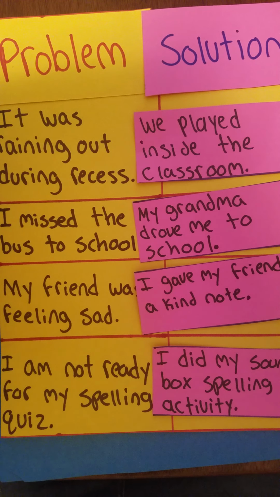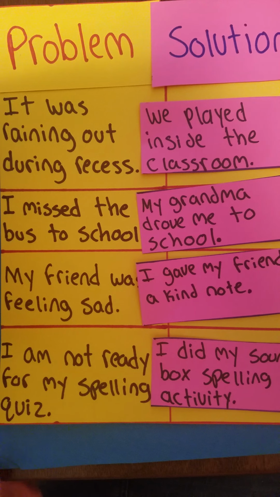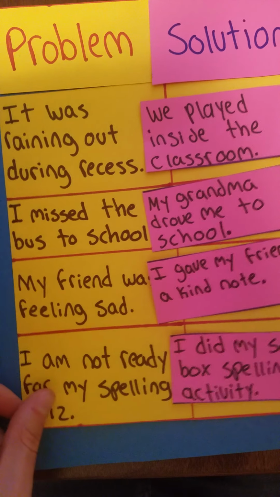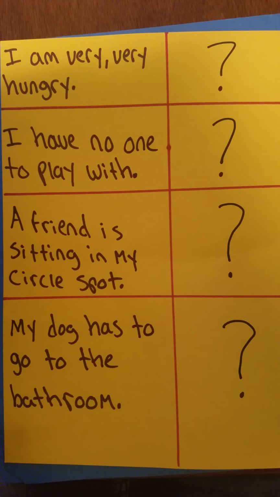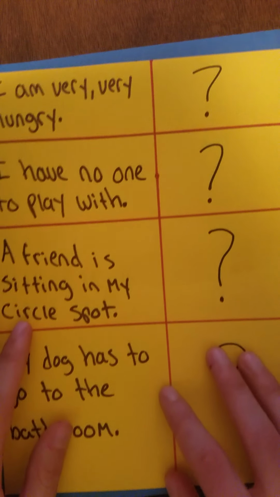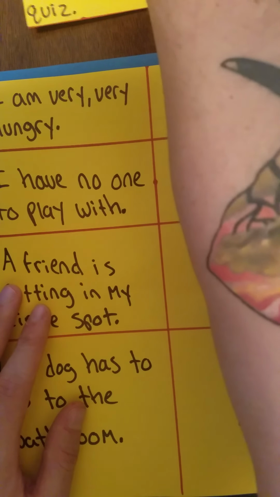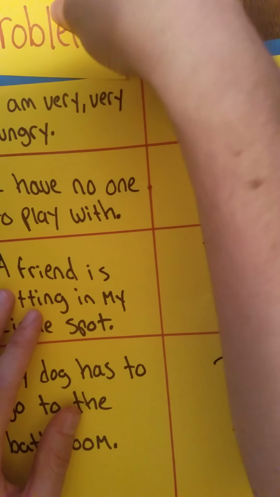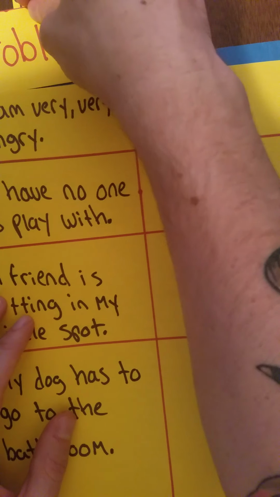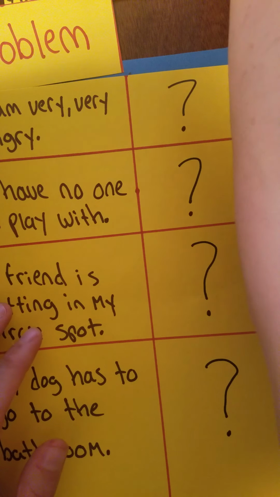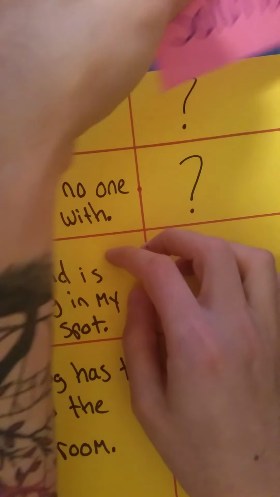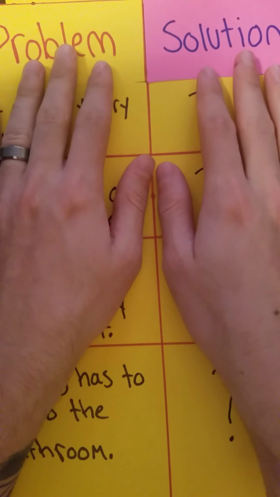Okay. So now, friends, for your Seesaw assignment, your mission is going to be to find possible solutions, ways that we can solve these problems here. So here you're given 4 problems, and your mission is going to be to come up with 4 solutions.